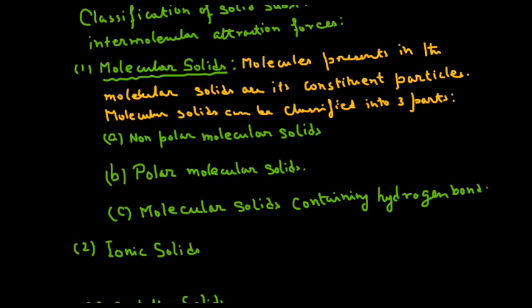Molecular solids can be classified into 3 parts. Part A, non-polar molecular solids. Part B, polar molecular solids. Part C, molecular solids containing hydrogen bond. Now let us study in detail about this.